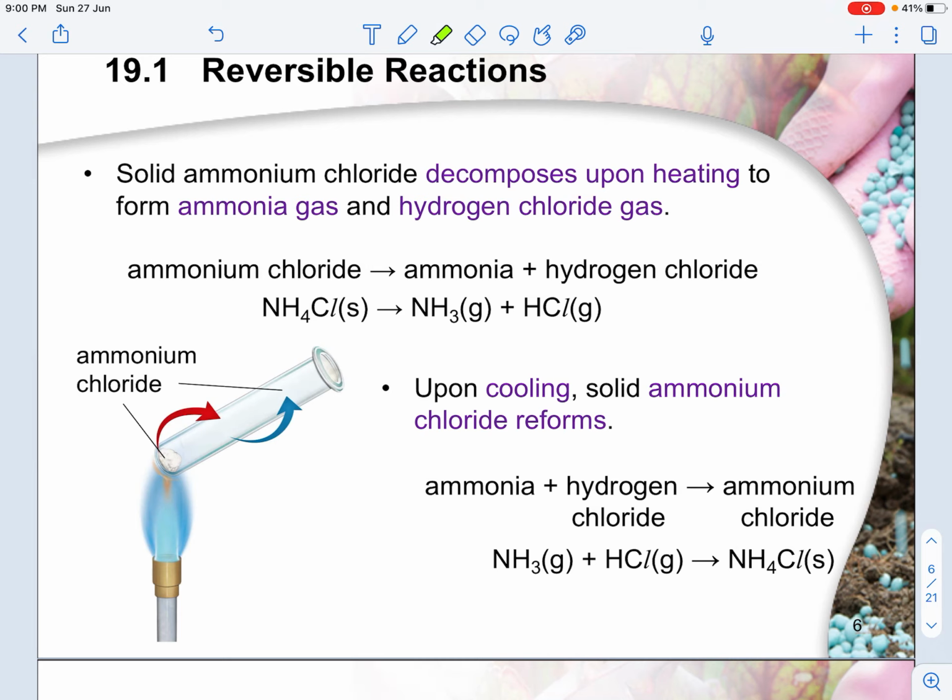So solid ammonium chloride decomposes upon heating to form ammonia gas and hydrogen chloride gas. Do take note, it's not hydrochloric acid, because over here you are forming the gas, and upon cooling you form solid ammonium chloride again. So this is also one reaction where you form your ammonium salt.